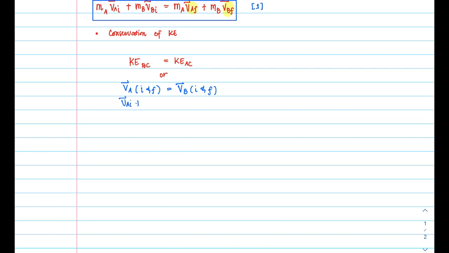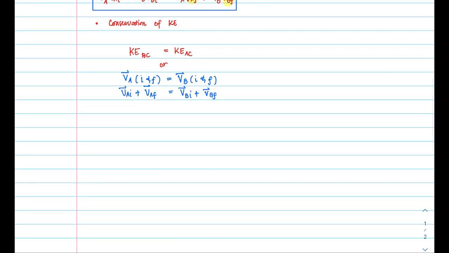That means to say that the velocity of A initial plus the velocity of A after will just be equal to the sum of the velocities of glider B, in this case, initial, plus the final velocity of the glider B. Okay? So the next thing that I'm going to use is I'm just going to isolate VBF, which is one of the unknown. So I will now have the velocity of A initial plus the velocity of A final minus the velocity of VBI is just equal to the velocity of VBF.